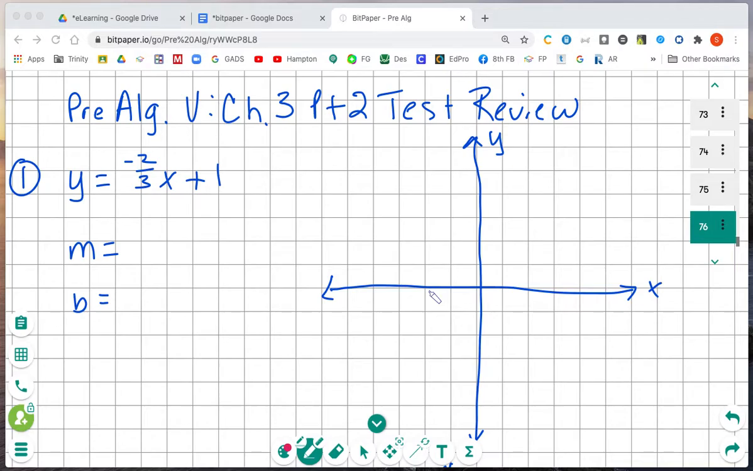Chapter 3, Part 2 test review. All right, the first thing that we're going to review is how to graph.